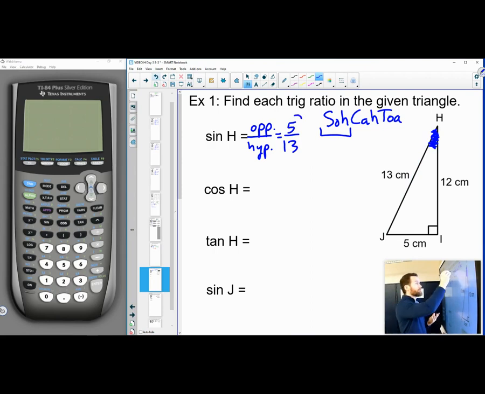That's it. We're done. They asked us for a ratio of those two sides. That's what sine means. They're asking us for a ratio of two sides. We gave it to them. That specific ratio of the opposite leg compared to the hypotenuse. That's all they wanted. All right, next up is cosine of H.